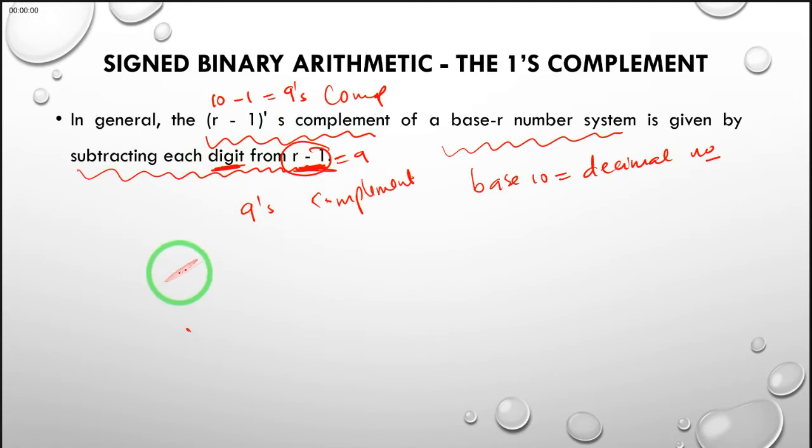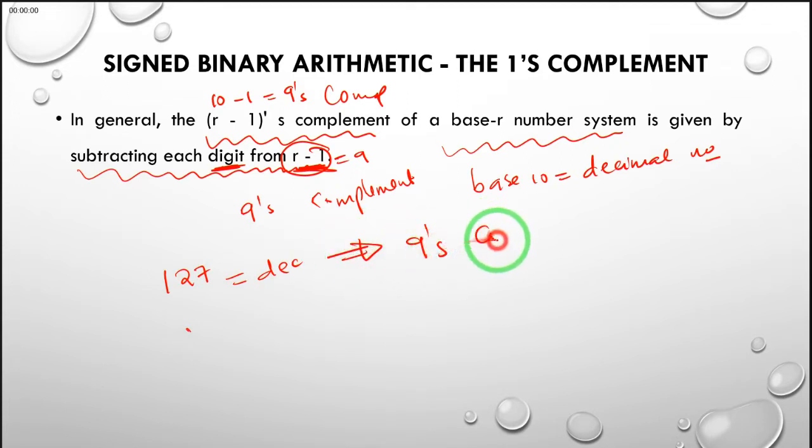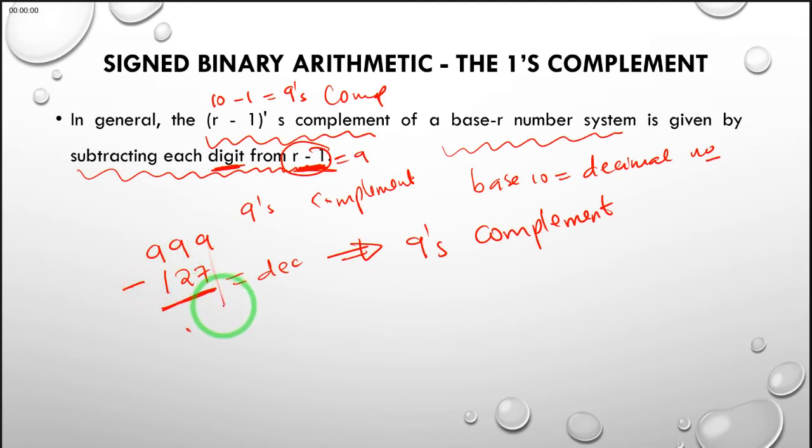For instance, if you are given 127, which is a decimal number, and you want to represent it using 9's complement, I'm not sure whether you have had such a scheme, but theoretically it's there. It can be called the 9's complement scheme. You subtract each of these digits from 9, so you make your minuend 999 and subtract. Therefore, 127 using 9's complement is represented by 872.